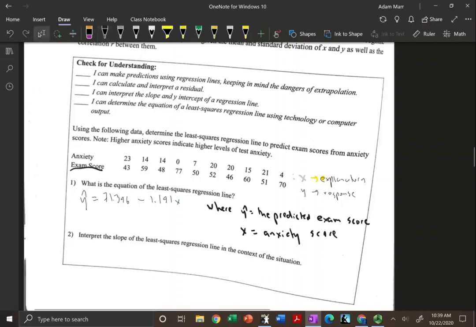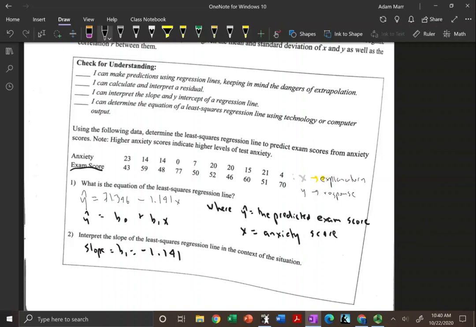Okay, interpret the slope of the least square regression line. So let's go ahead and do that. First of all, my slope is right here. Remember, this is in the form y hat equals b sub 0 plus b sub 1 x. In this case, my slope is b sub 1, and it is negative 1.141. So what is that saying?